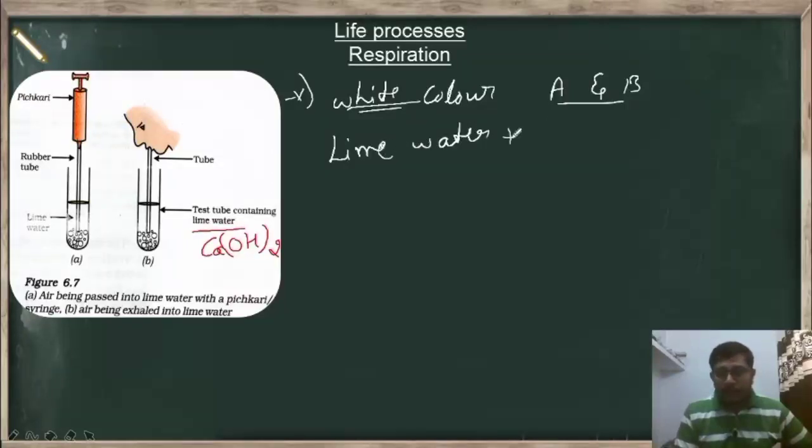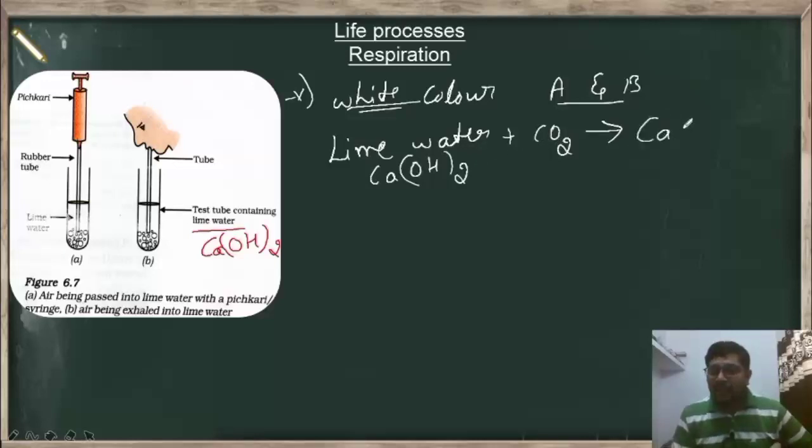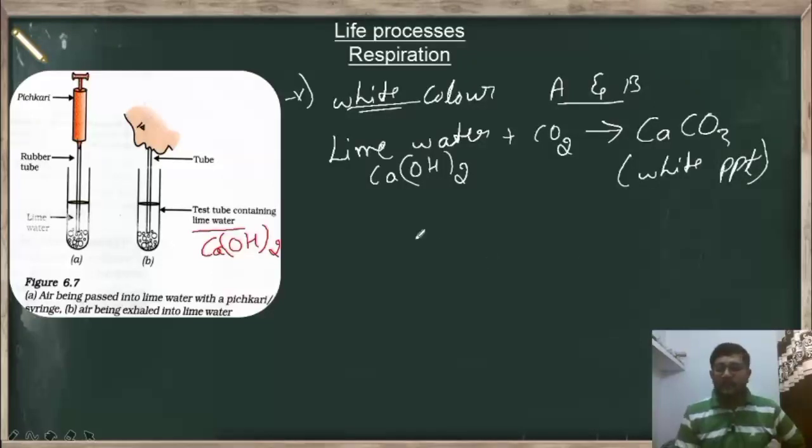when it is passed with carbon dioxide, for example, we can say this is calcium hydroxide, Ca(OH)2, and when you blow the air, that is carbon dioxide, into the lime water, it forms CaCO3. What is that CaCO3? That is calcium carbonate. This calcium carbonate is a white precipitate. Due to the formation of this white precipitate, we can observe white color. That means in this activity, the air which is released is carbon dioxide.